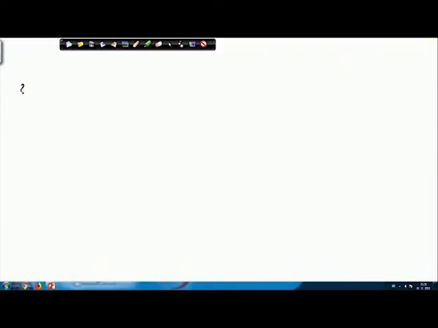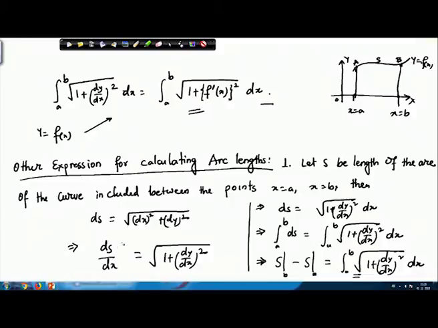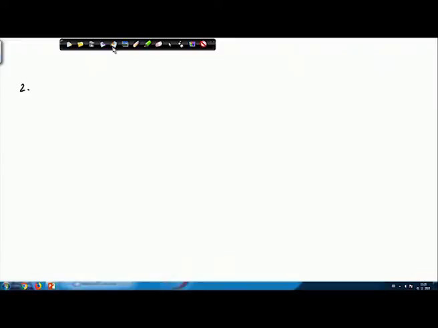Similarly, instead of dividing by dx, we can divide by dy, and then we will still obtain a similar formula. So the second form will be the integral of the square root of 1 plus dx by dy whole square dy, and we can integrate from c to d, and that will give us the arc length for the curve.